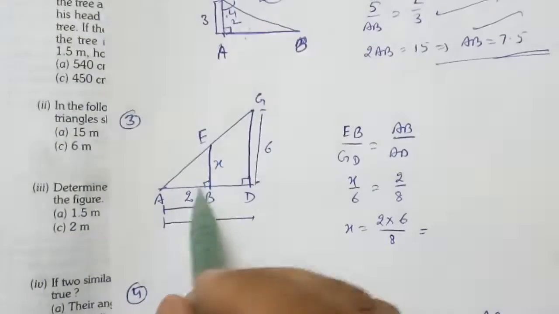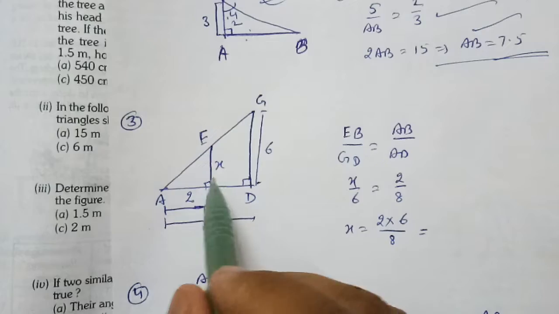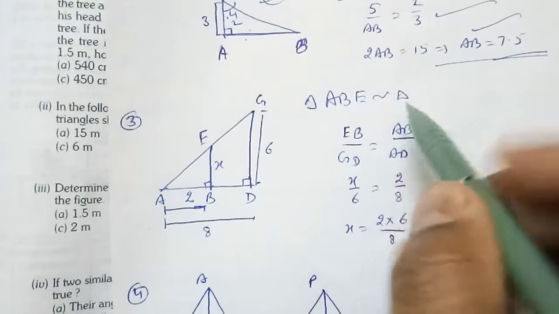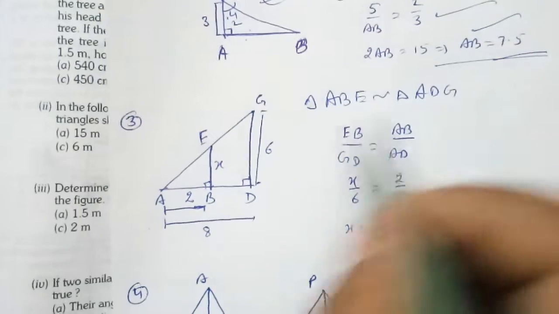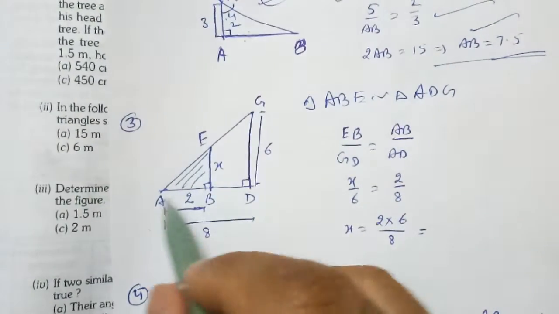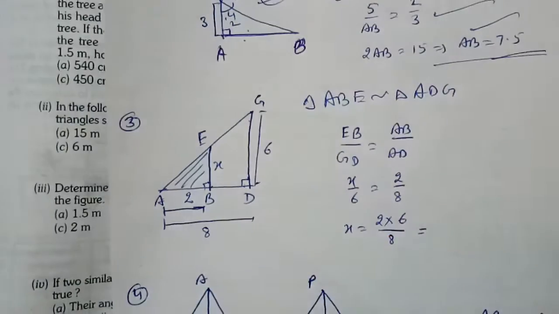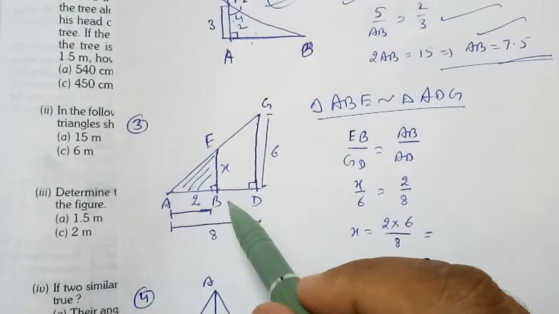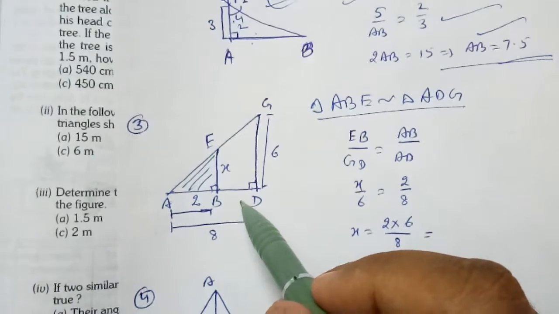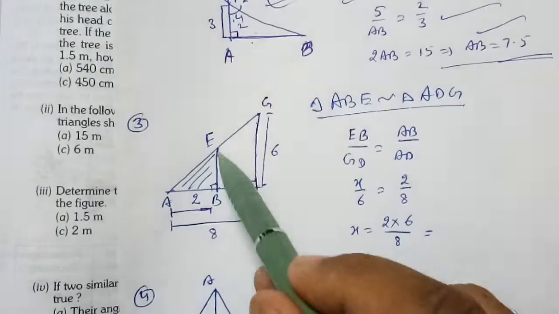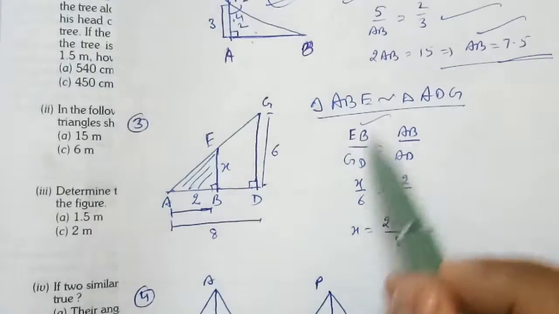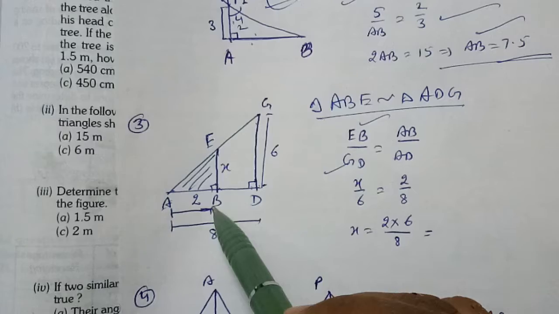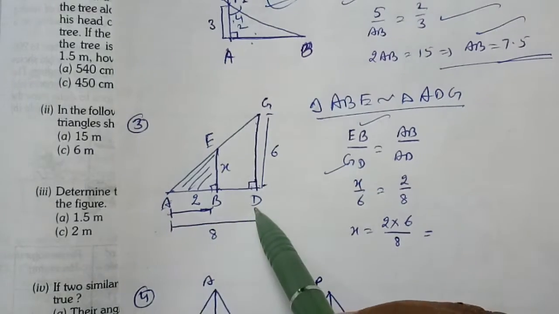So you can see here, these are the two triangles. Triangle ABE will be similar to triangle ADG. Both triangles are similar by angle similarity. So again, the ratio of the corresponding sides will be equal. So GD over EB, or you can write EB over GD, equals AB, which is given to us as 2 meters, over AD, which is 8.